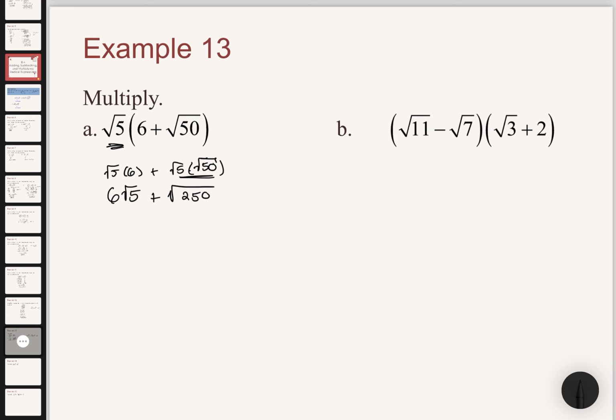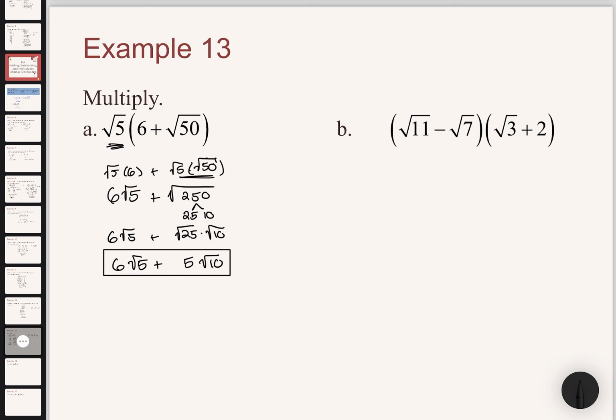Can we simplify that? Okay, well, 250, that splits into 25 and 10. So I have 6 radical 5 plus the square root of 25 times the square root of 10. 6 radical 5 plus, well, that would be 5 square root of 10. Can I combine these two? Can I add these? Well, no, because they're not like radicals. So this is as far as we can go here. We've multiplied and then we simplified.